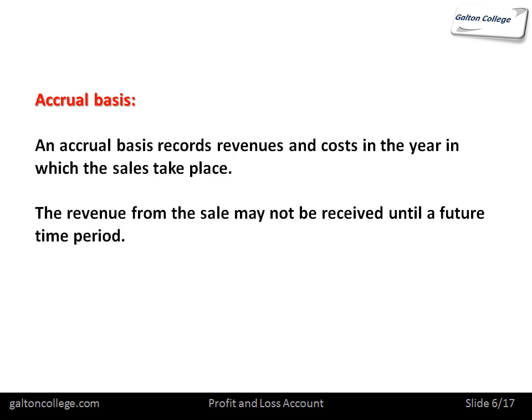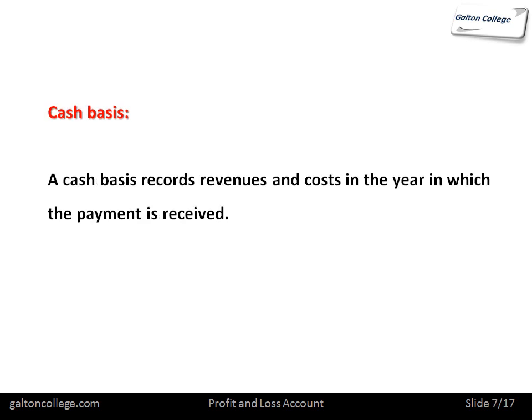well, an accrual basis records revenues and costs in the year in which the sales take place. The revenue from the sales may not be received until a future time period. So if a sale is recorded this year but the actual payment is received next year, that's called an accrual. It's a payment in the next accounting period, but the actual transaction took place in this accounting period. The sum was paid in the future. A cash basis records revenues and costs in the year in which the payment is received.